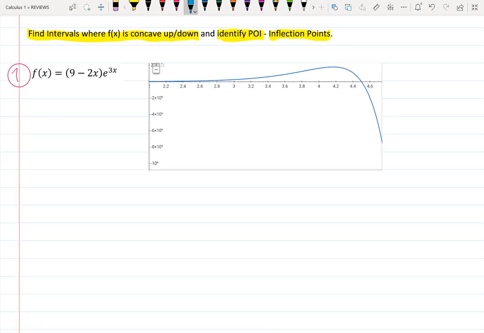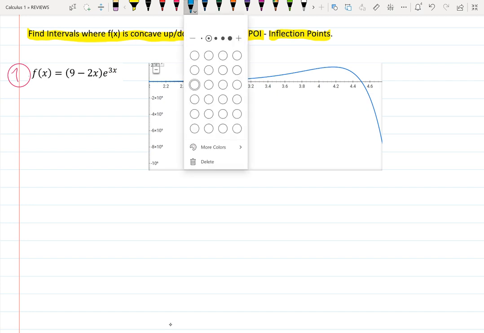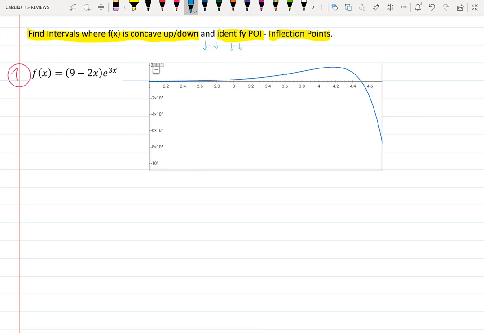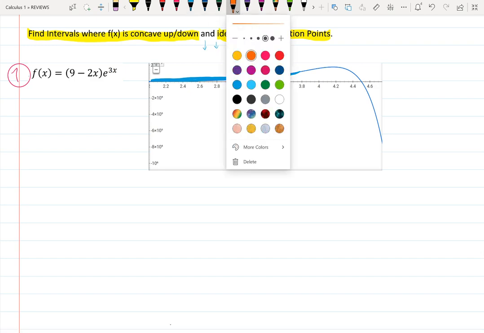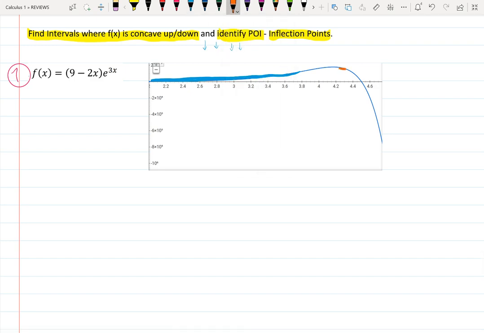If you imagine there's rain pouring down on the top of the graph of the function, and the water can accumulate like over here because it's basically a cup shape, it accumulates. Then here the function is concave up. If the water keeps falling down like over here, then the function there is concave down. So intuitively I see that the inflection point should be somewhere over here.